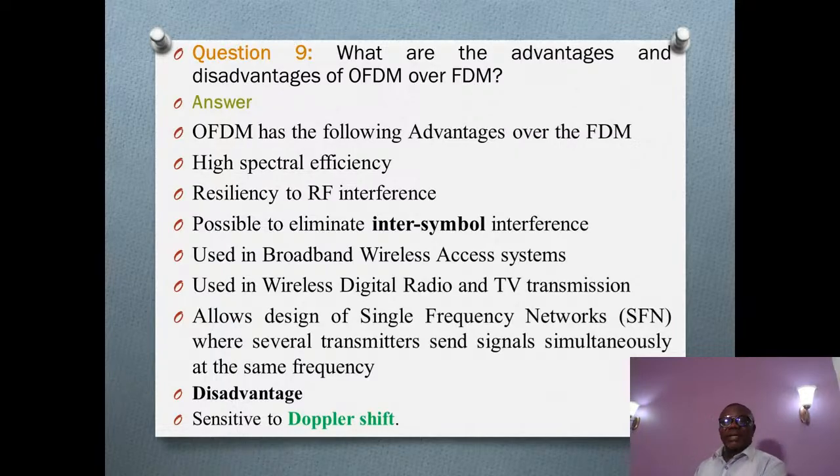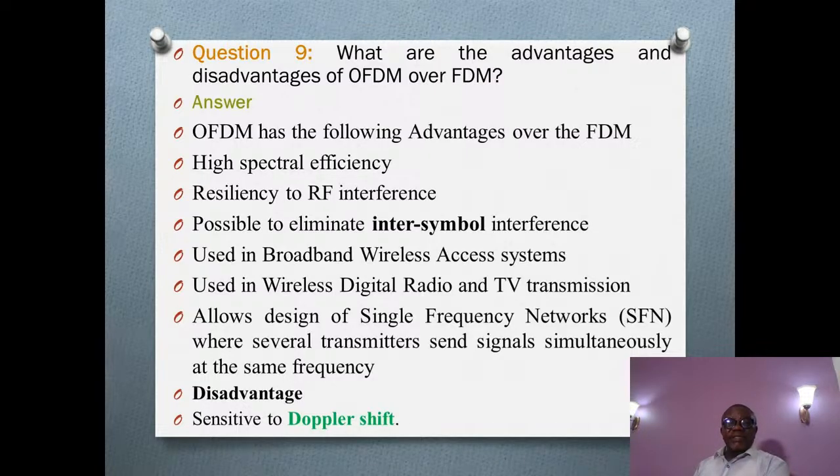Question 9, what are the advantages and disadvantages of this OFDM over FDM? So one, OFDM has the following advantages, which is high spectral efficiency. Because it's not seeing the things differently, you can use one bandwidth to transmit as many signals as possible.